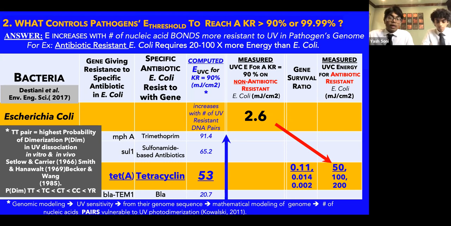Tetracycline resistant E. coli requires a computed energy for a kill rate of 90% to be 53 millijoules per centimeter squared. Comparing this to non-antibiotic resistant E. coli, which is at 2.6 millijoules per centimeter squared, we can see that there's a stark difference between the two. And as you can see here, the gene survival ratio versus the measured UVC energy for antibiotic resistant E. coli is that the gene survival ratio is 0.11 for a measured UVC energy at 50 millijoules per centimeter squared.